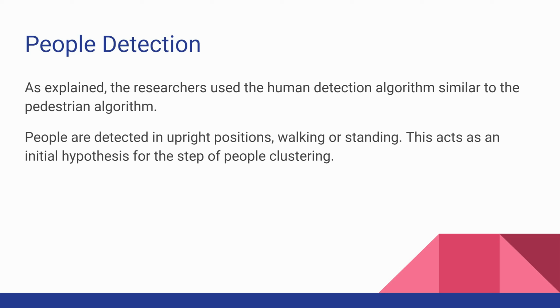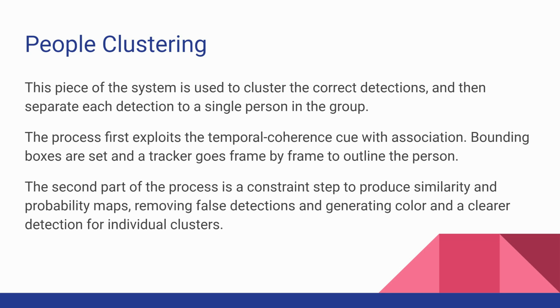The second part of the process is a constraint step, parsing out the information that you have from the initial step. The process first exploits a temporal coherence cue with association. Bounding boxes are set and a tracker goes frame by frame to outline the person. The constraint step then produces similarity and probability maps, removing false detections and generating color and a clear detection for individual clusters.